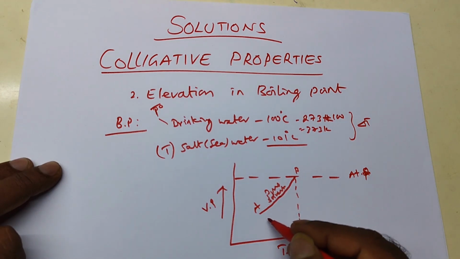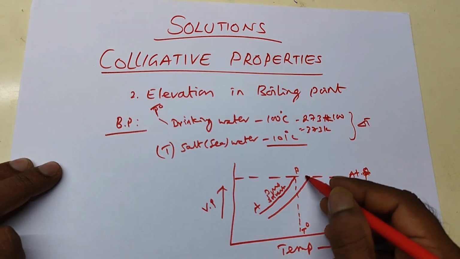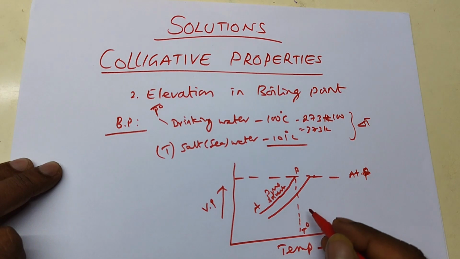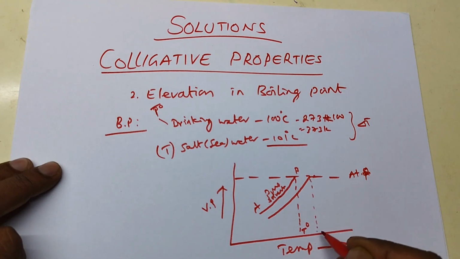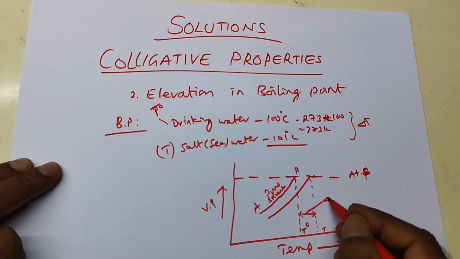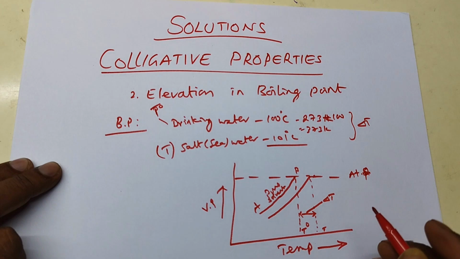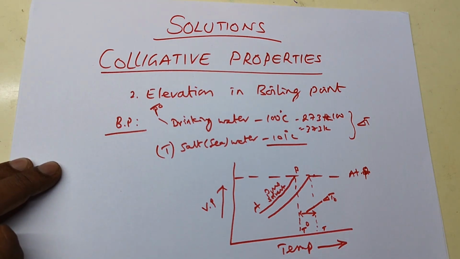Suppose it is a solution, or you can say sea water or salt-containing water, it touches the atmospheric pressure at a slightly higher temperature. That we can call T. The difference between these two we call delta T. Since this is for the boiling point, you put the suffix B: delta TB.